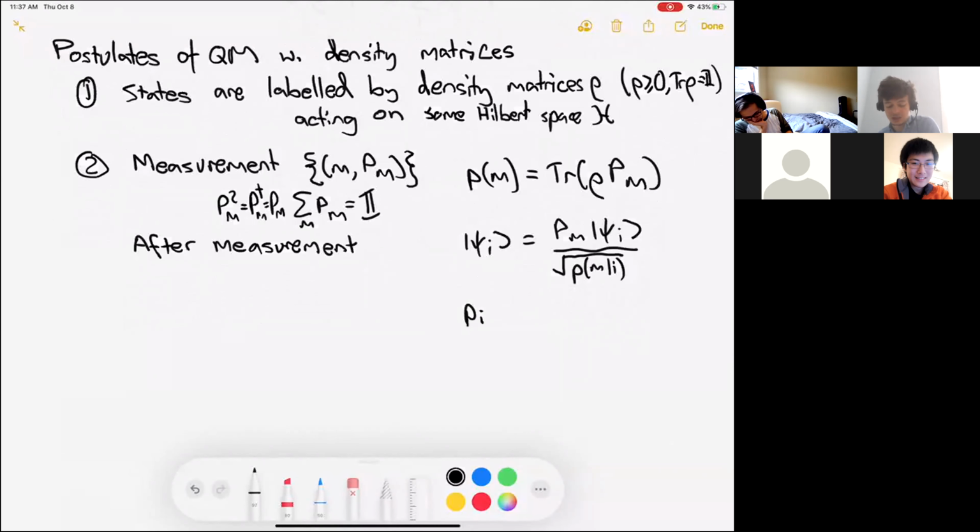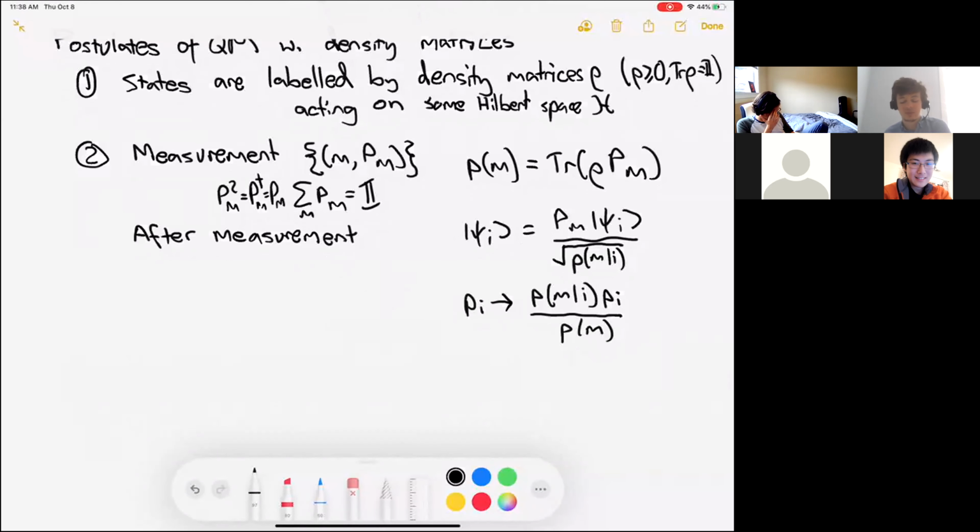So pi, your initial probability estimate of getting i, goes to the probability of getting M conditioned on i times pi, divided by the probability PM. Okay, that's the new probability pi conditioned on getting the outcome M. It's just applying Bayes' rule.